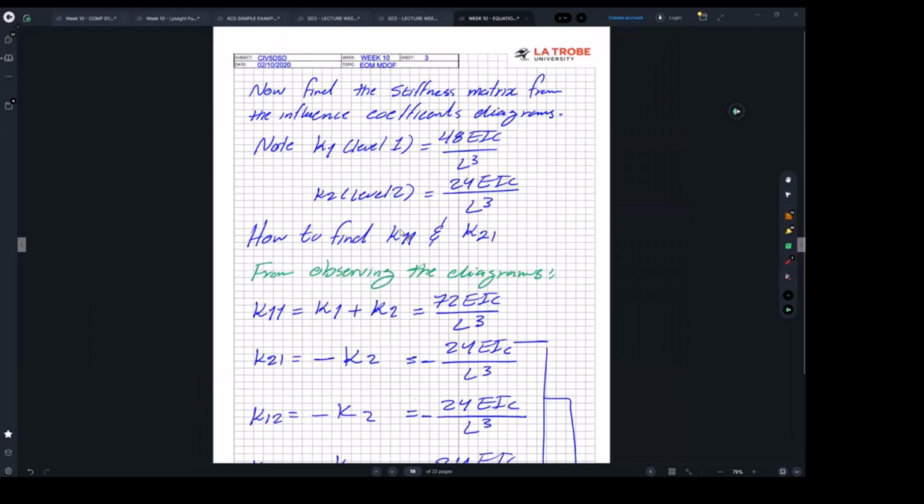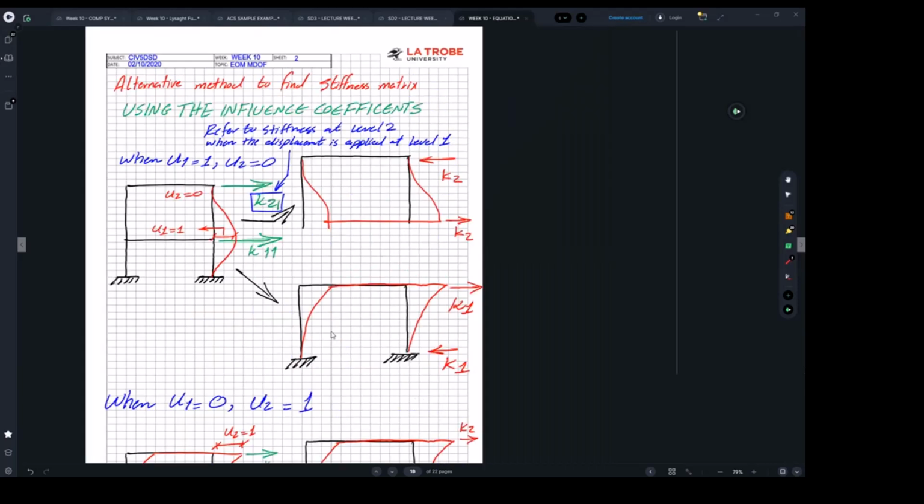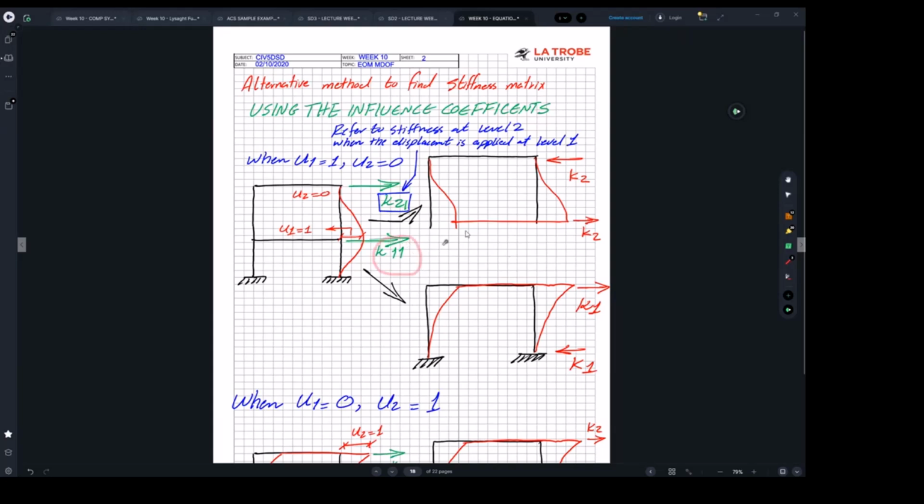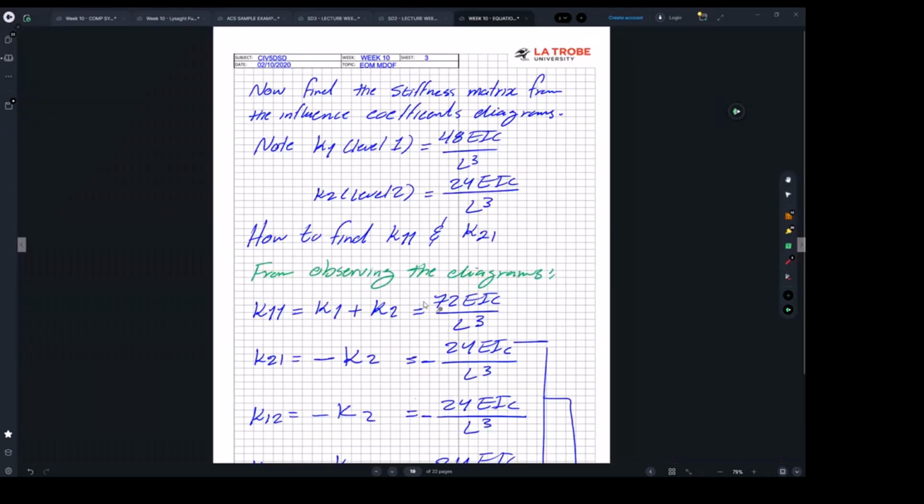So have a look here. You're going to be having K11, have a look here and see where is K11. So you need to algebraically add this to that, if they are going in the same direction, so just add them algebraically. K11 is represented by adding this stiffness to this stiffness, and that's basically what we did here.